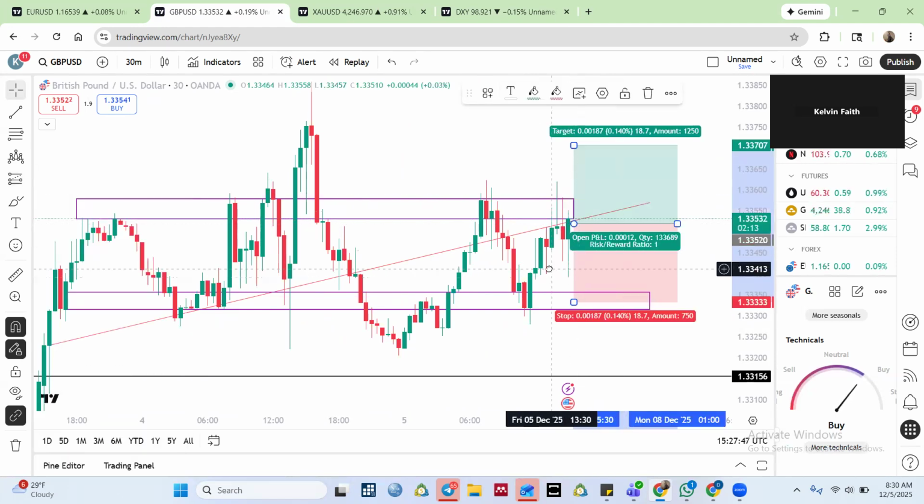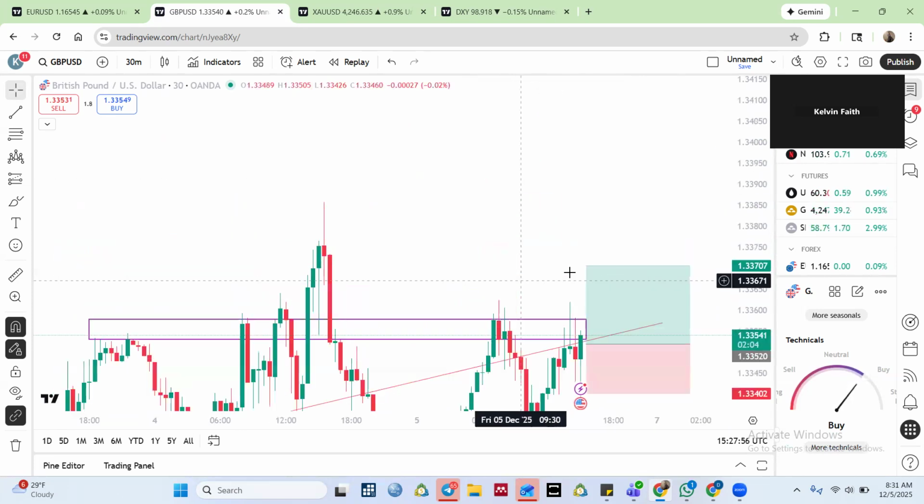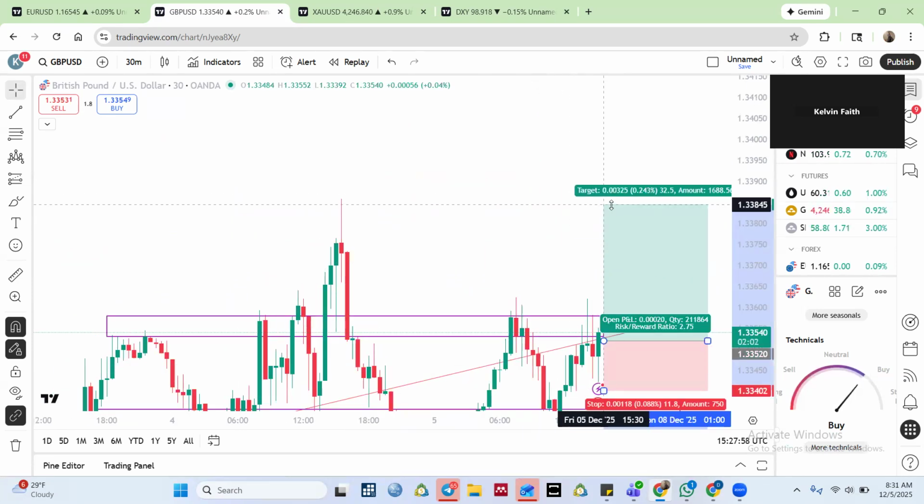So let me put our entry here, somewhere here, and maintain a very strict stop loss. And I'm targeting taking out these highs.